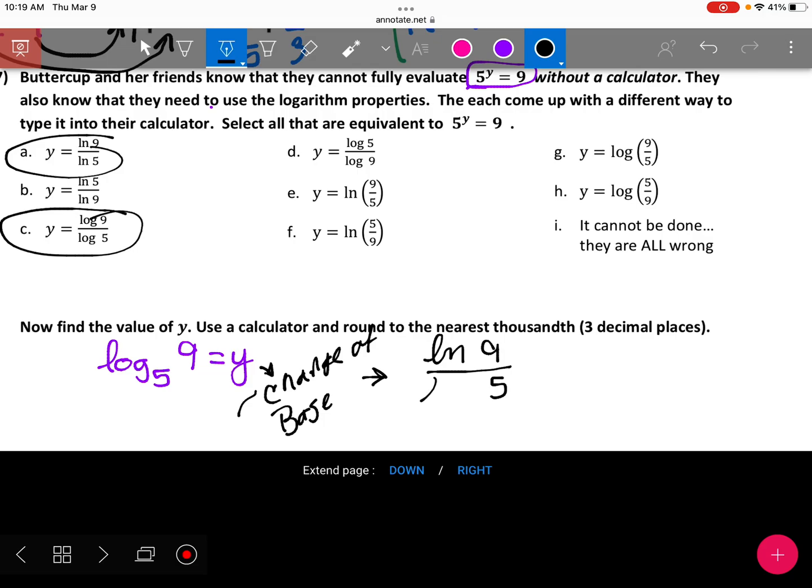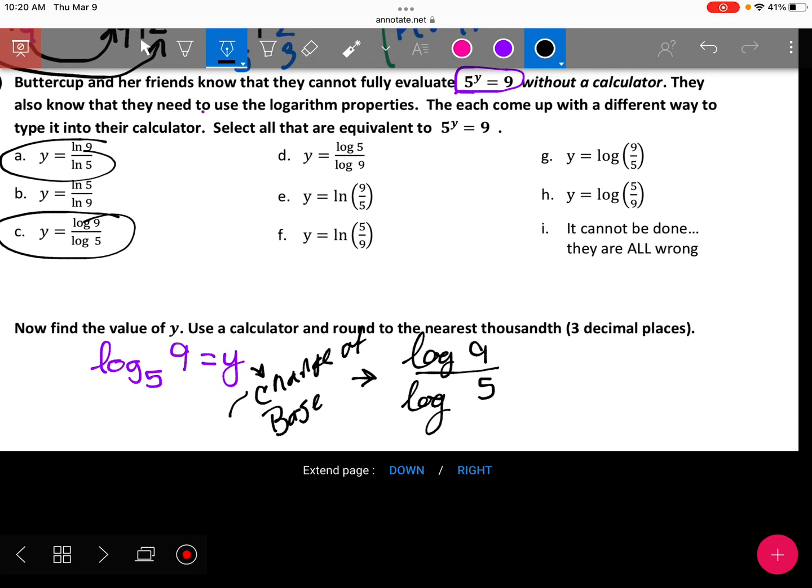The one thing I cannot do, so don't write this down, don't do this: I cannot mix and match. I cannot do natural log and common log. If I wanted to, I could do like log base 3. I don't know why I would, because that just gives me more work, but I could. I can use whichever log I want there. Usually we use the common log just because it's easy. So all the rest of those are wrong.